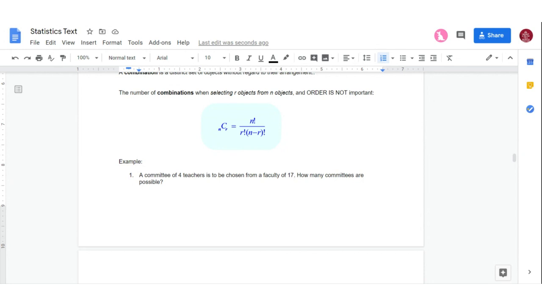If there had been some offices here like president, vice president, secretary, and treasurer, then you would do this with permutations. But there's no order. Those people are all equal. It doesn't matter what order they're selected in. So let's go to the board and do this and see how it works out.